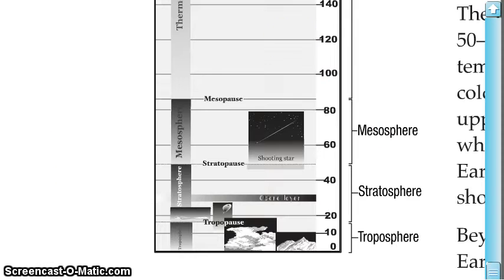As we look at the different layers of the Earth's atmosphere, with the troposphere down the bottom, that's going to be the layer that living things live in, or all creatures on Earth live in, and weather's going to take place there.